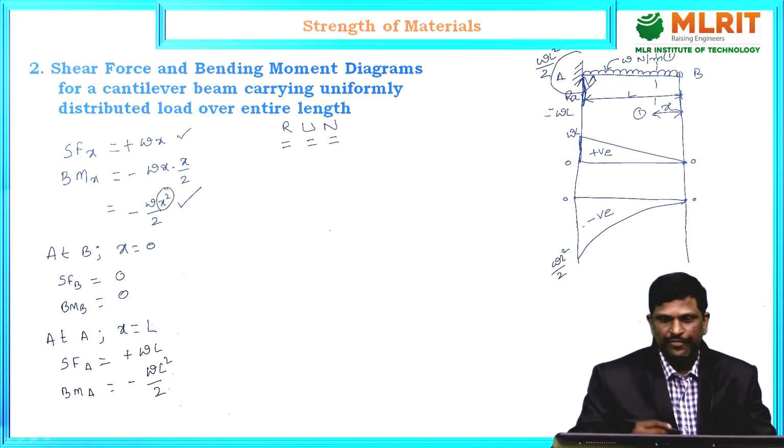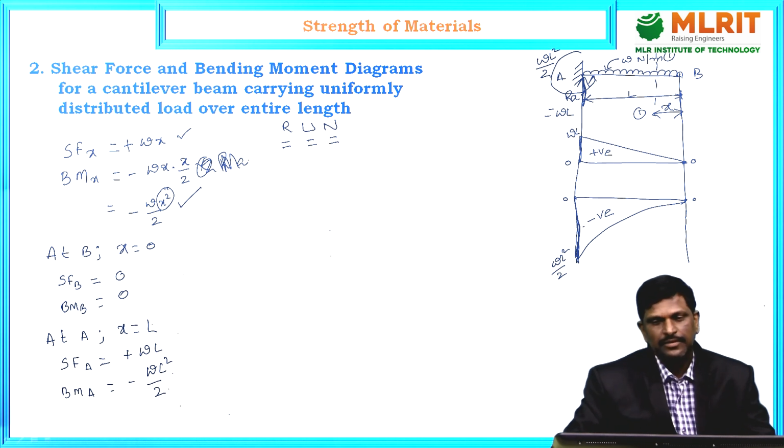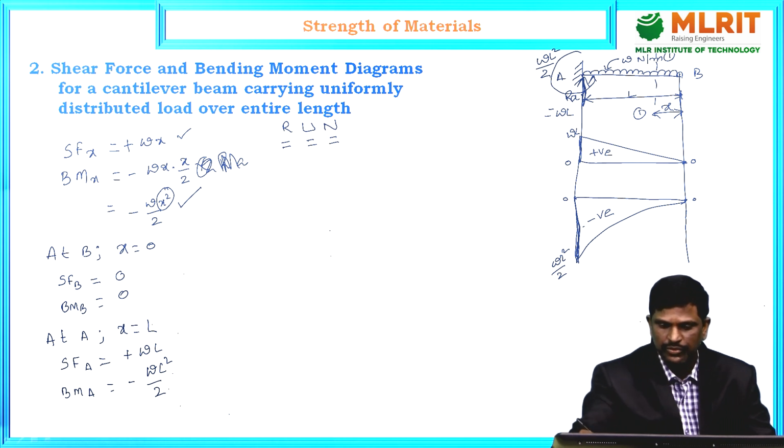At A, we have the reactive moment which is equal to WL square by 2 and not considered in the derivation of shear force and bending moment. Now, considering the reactive moment at A, the net bending moment at A is equal to 0. So, join the line from WL square by 2 to 0.